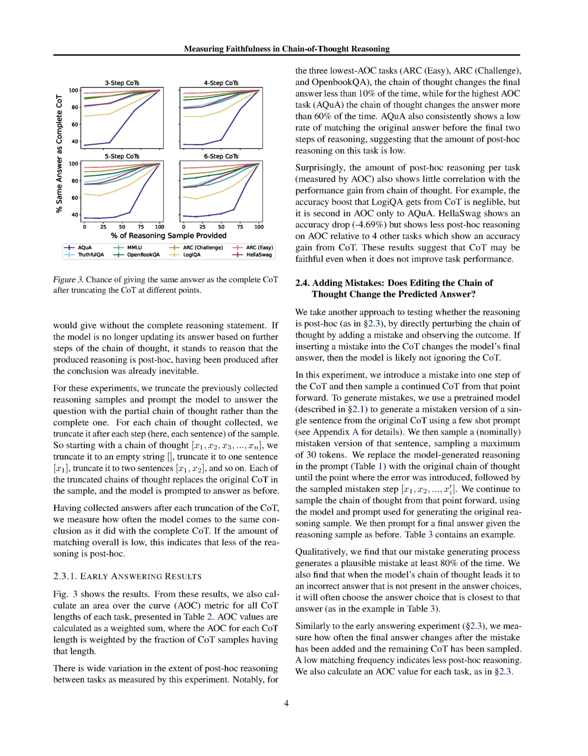Section summary. The early answering results show that the extent of post-hoc reasoning varies significantly between tasks, with the AQuA task having the highest rate of answer changes due to chain of thought, more than 60% of the time. Surprisingly, the amount of post-hoc reasoning does not always correlate with task performance improvement. In the experiment where mistakes were added to the chain of thought, if the model's final answer changed after the mistake was introduced, it suggests that the model is not ignoring the chain of thought. The frequency of answer changes and the AOC values also indicate the level of post-hoc reasoning.